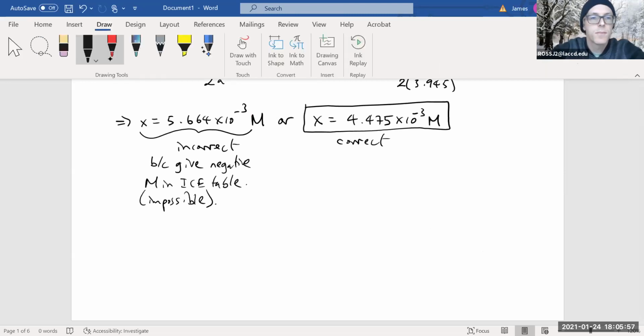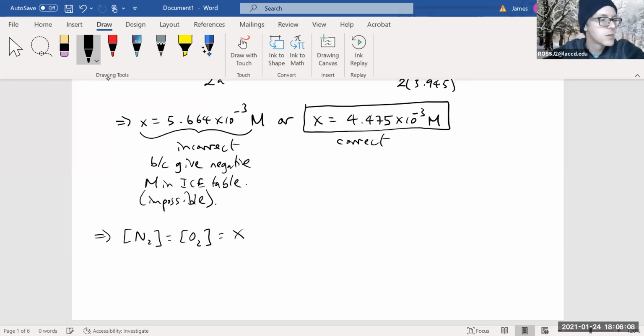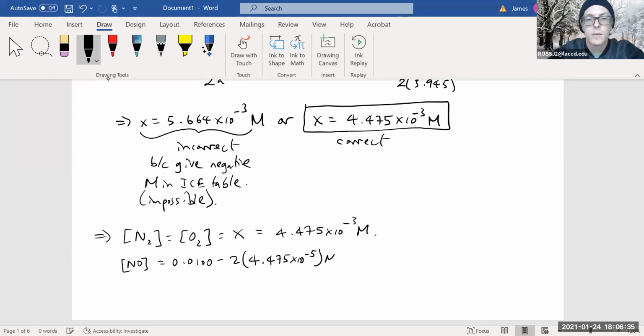So I can finally say that N2 equals O2, which equals x, which just equals 4.475 by 10 to the negative 3 molarity. And I know that NO is 0.01 minus 2x, which is two lots of this, which is 1.05. I'm paying no attention to sig figs here, just the ballpark answer. Okay, so that's a first example of an ice table.